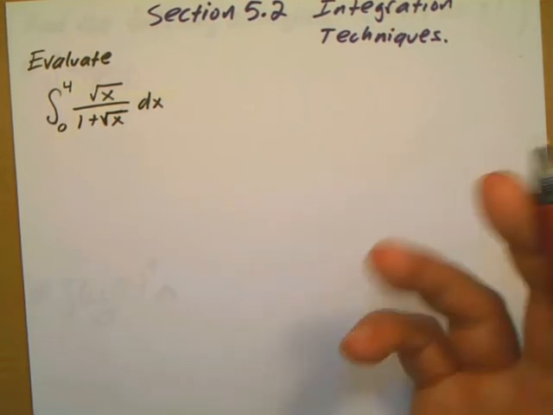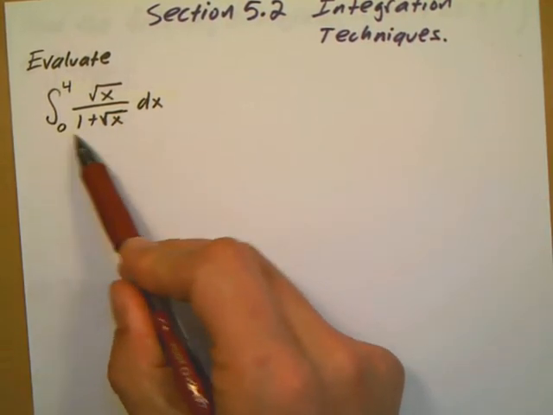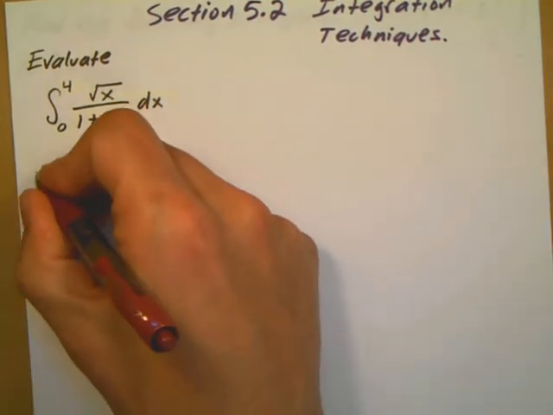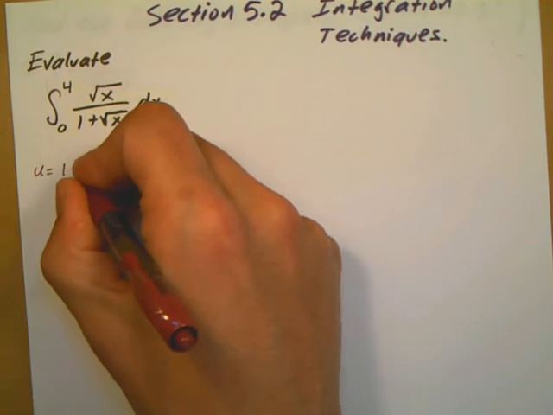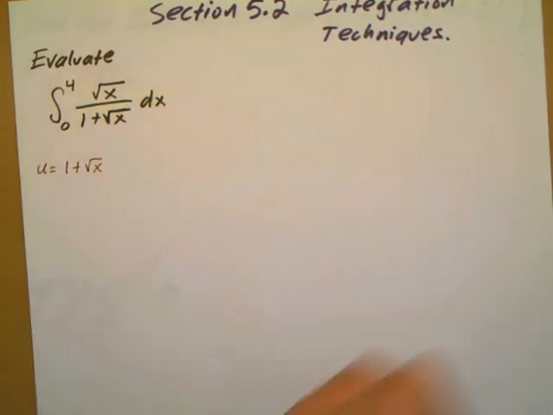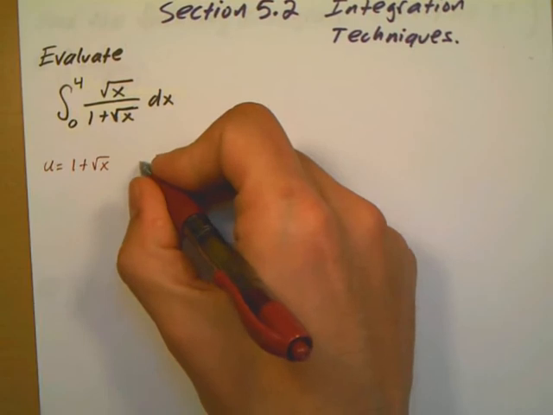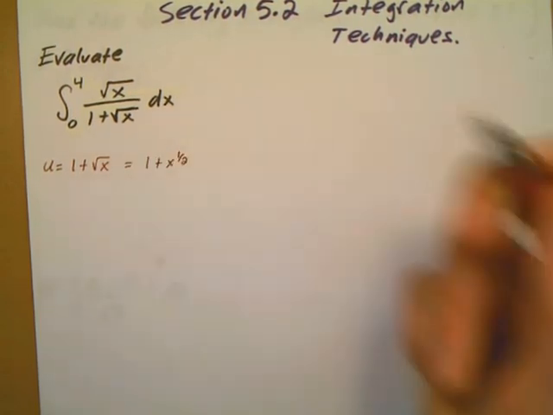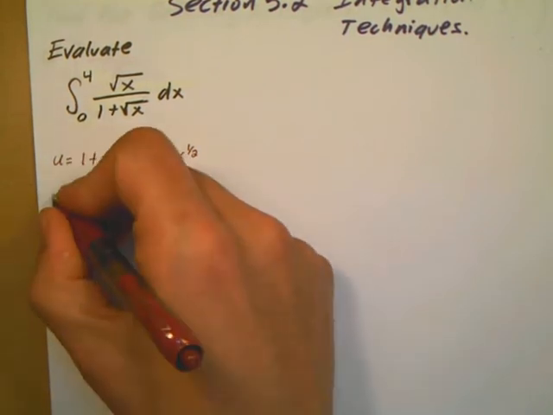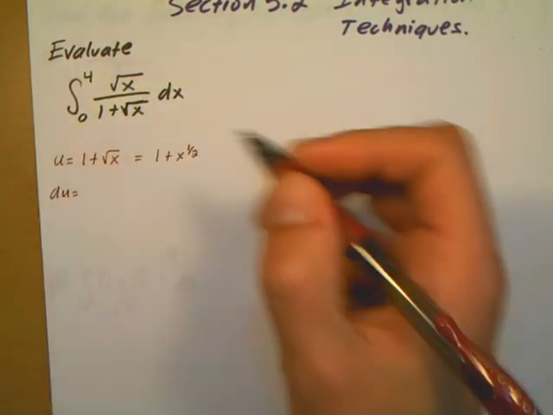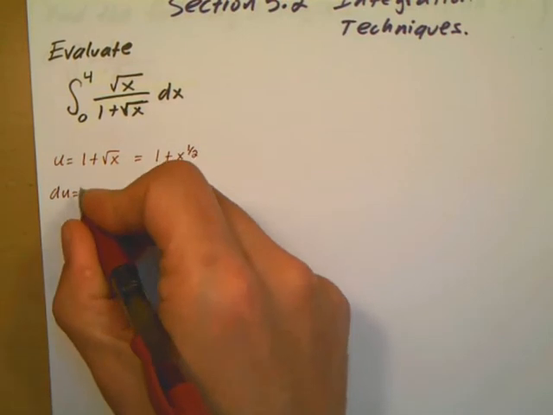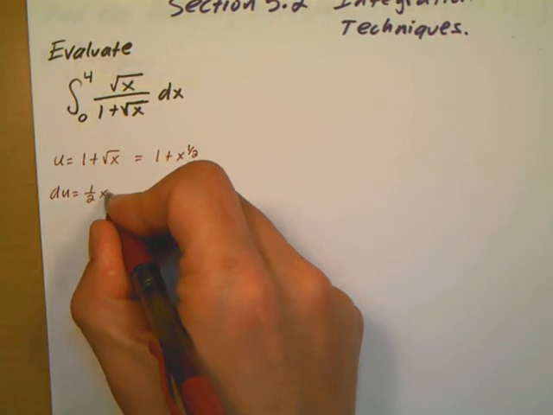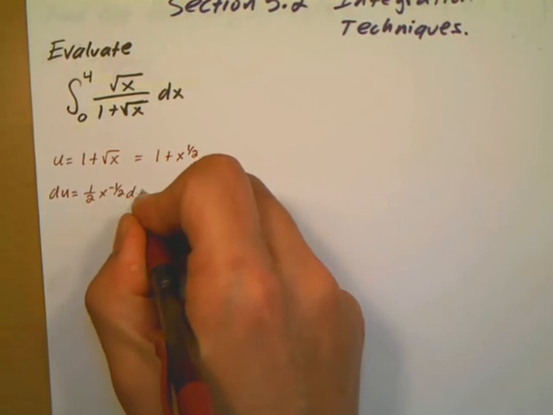So, the first thing I notice is that I have multiple terms in the denominator, which I'm going to go ahead and just try a traditional u-substitution. So I'm going to let u equal 1 plus the square root of x. Keep in mind this is the same thing as 1 plus x to the 1/2. Now if I try to do a u sub and let du equal the derivative, well, the derivative of this, if I do the power rule on x to the 1/2, is going to be 1/2 x to the negative 1/2 dx.